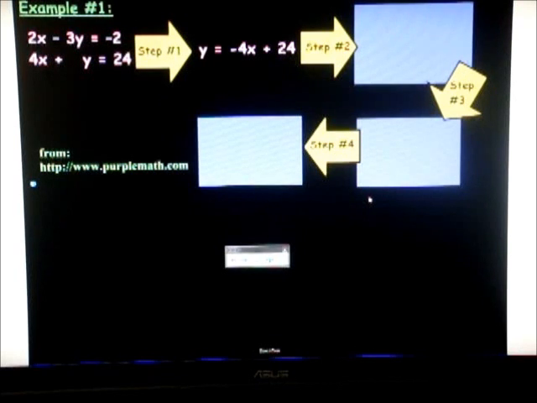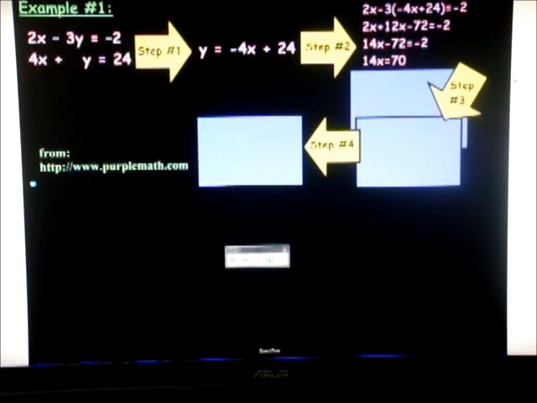Since it's called substitution, our next logical step is to substitute. I took the equation I solved and plugged it into the first equation. I took out y, and I put in negative 4x plus 24. Do be careful here. We have a negative 3 times a negative 4x, so be very careful of your signs. Typically with substitution, that's where students will go wrong.